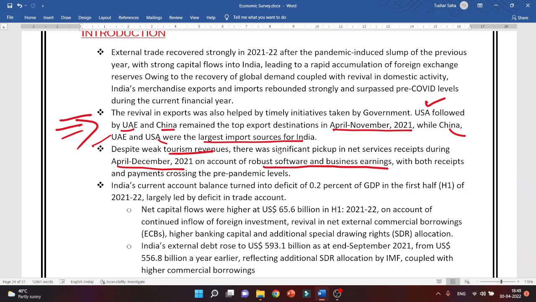So see, the service sector, the tourism revenue was down, but the service sector, meaning software companies did their work well. So robust software and business earning. So that has led that sector not to weaken. Although other service sectors got somewhat weak, whereas the software sector got even stronger.